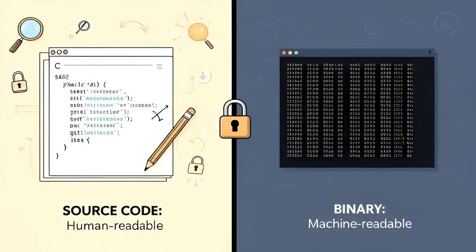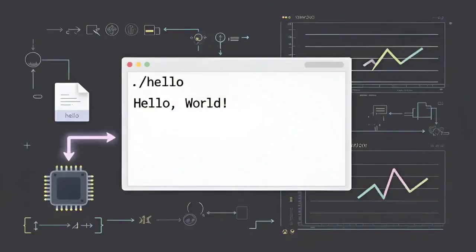Source code is text you can read and edit. A binary is opaque machine instructions, just ones and zeros the processor executes directly. You cannot meaningfully read a binary, and a CPU cannot run source code. Compilation is the mandatory translation between them. To run your program, execute ./hello. The shell loads the binary into memory, and the CPU executes the machine instructions directly.